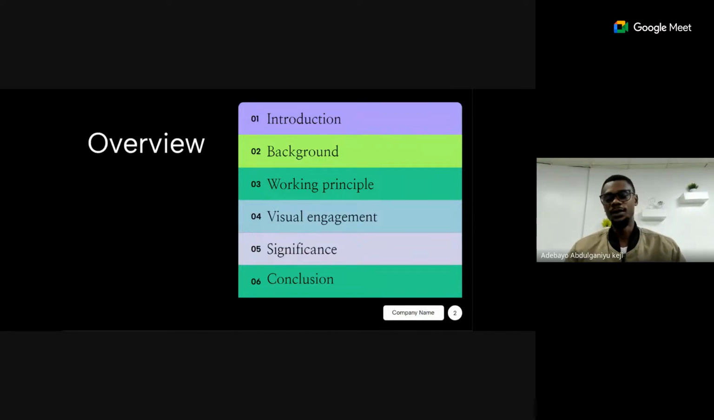Okay, so this is the overview of the presented topic. We'll be covering the introduction, the background, the working principle, then some visual engagement to improve our understanding regarding the said topic, and we'll discuss the significance of the topic in question, and round it up with a conclusion.